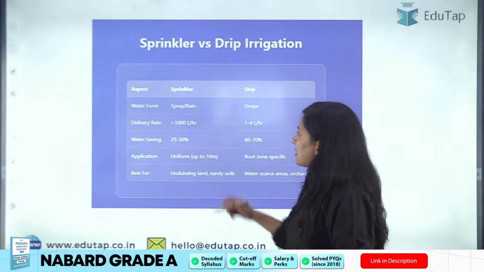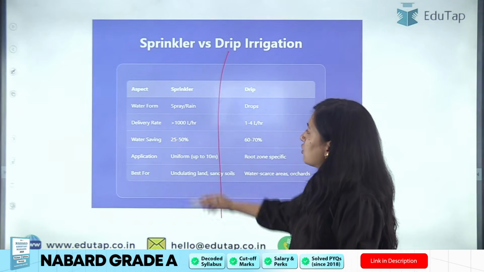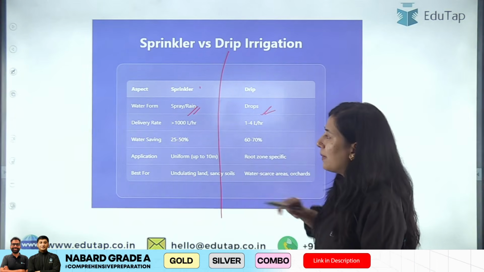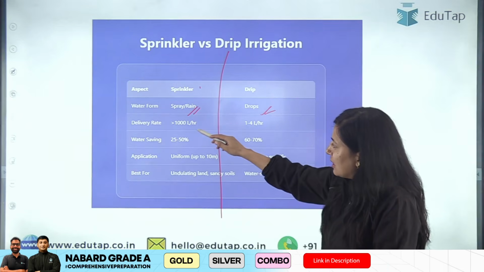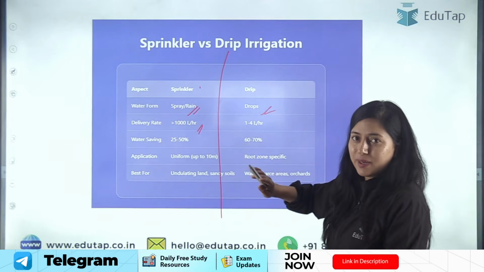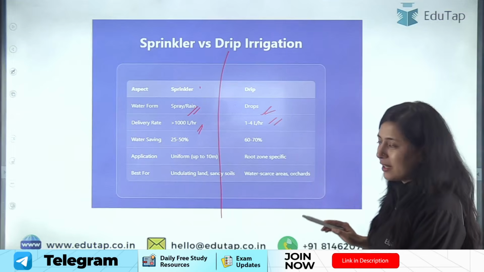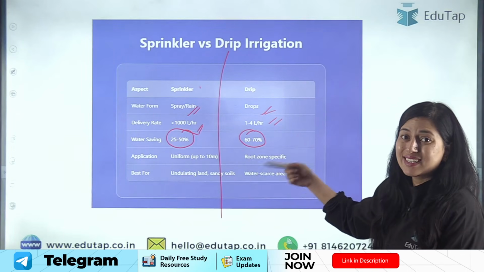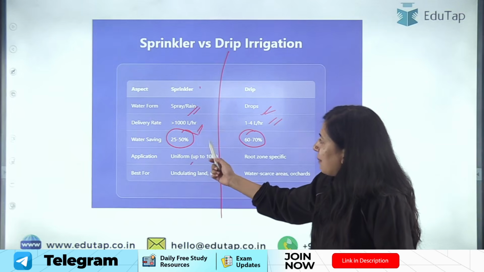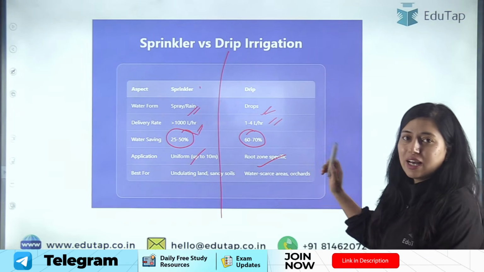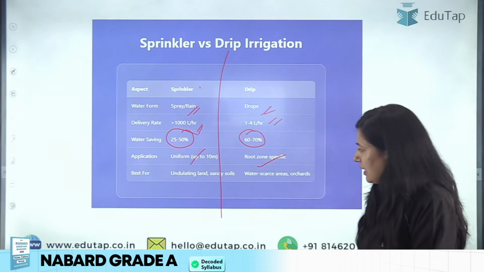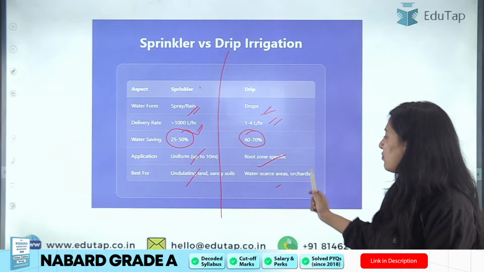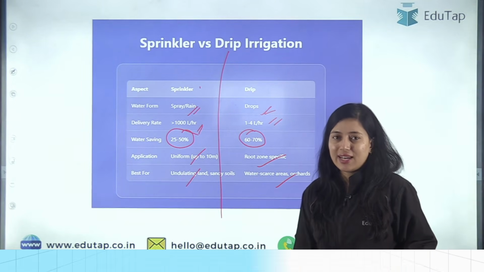So students, let us understand the difference between sprinkler and drip. Basically in sprinkler, water is sprayed in form of rain. In drip, drop by drop water is applied to the root zone. Discharge rate in sprinkler is more than 1000 liter per hour. In drip case, it is 1 to 4 liter per hour. Water saving in sprinkler is 25 to 50%. In case of drip, it is 60 to 70%. In sprinkler the application is uniform. In drip the application is root zone specific, right? Sprinkler is best for undulating topography. Drip is best for the areas where water scarcity is there.